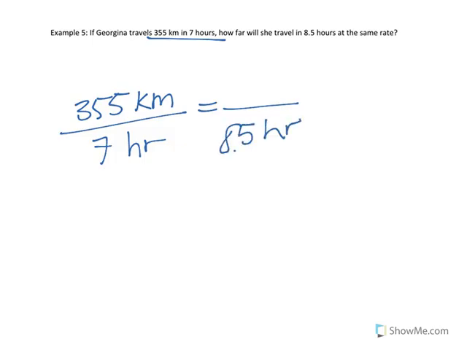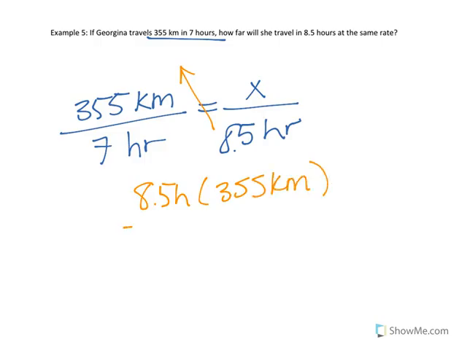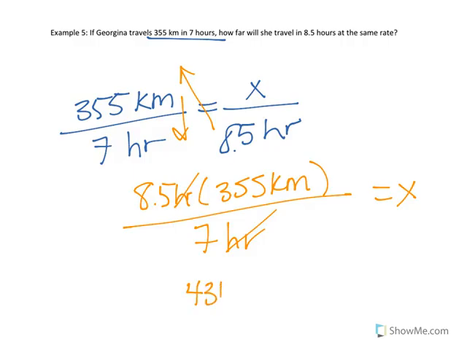Hours go on the bottom, x goes on the top. Proportional reasoning, so we have 8.5 hours times 355 kilometers divided by 7 hours. Our hours will cancel, and we're left with 431.07 kilometers. You're welcome.